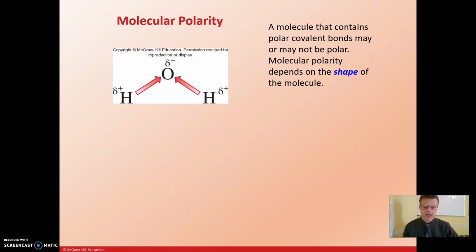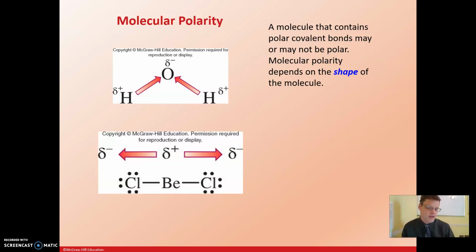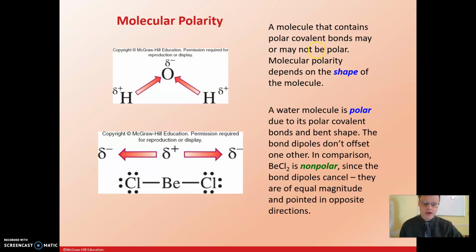Okay, so let's look at these two molecules. Now, these molecules both have polar bonds in them. Okay, however, as a whole, the water molecule is polar, but as a whole, beryllium dichloride is nonpolar. Okay, and the reason we have that difference in the molecular polarity has to do with the shape. Water is bent, whereas beryllium dichloride is linear.